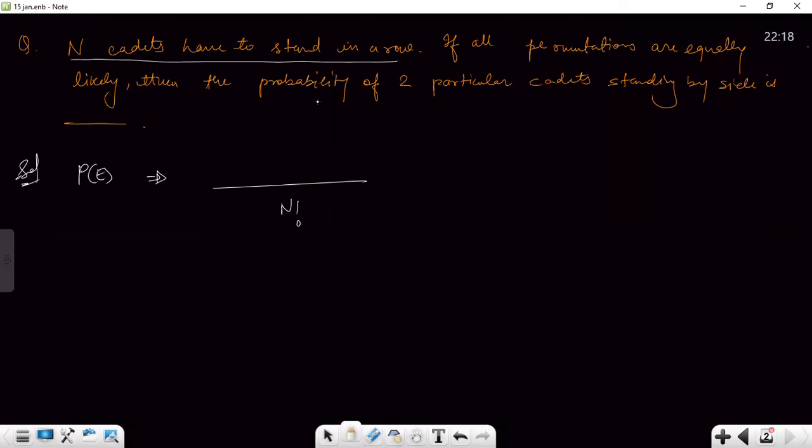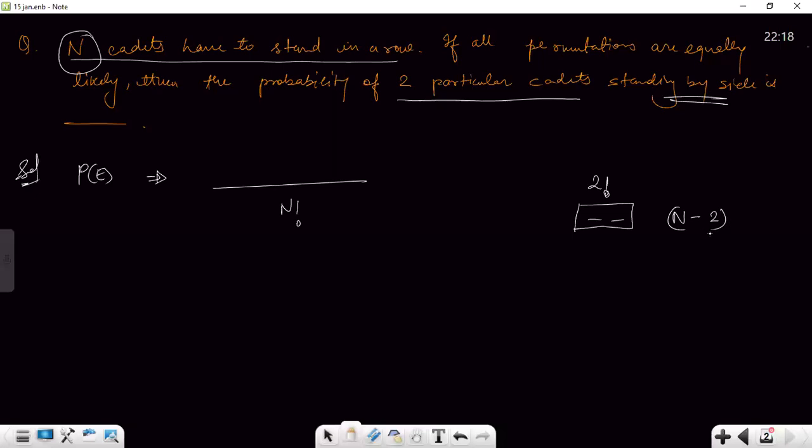Favorably, we want to discuss the cases where 2 particular cadets are standing side by side. So if they have to be together, we'll make a box. There are 2 elements, 2 places. How many ways to arrange? 2 factorial. There is a box in which there are 2 cadets. How many cadets are remaining? There are n cadets, 2 are inside. How many are remaining? N minus 2 are remaining.